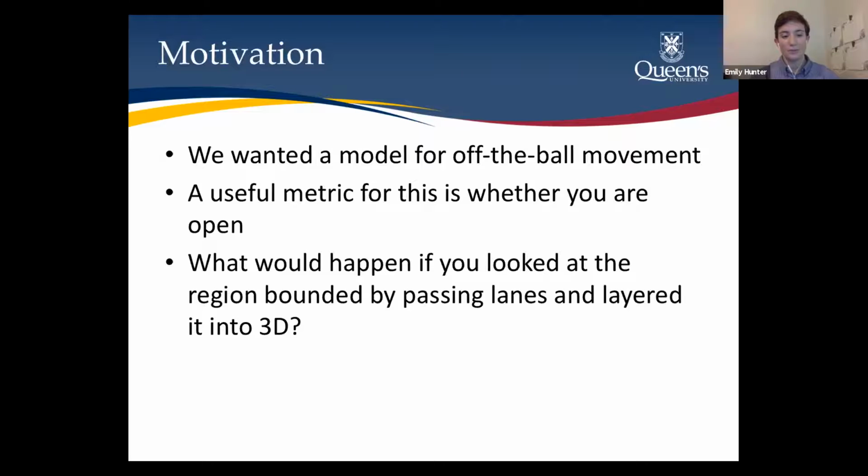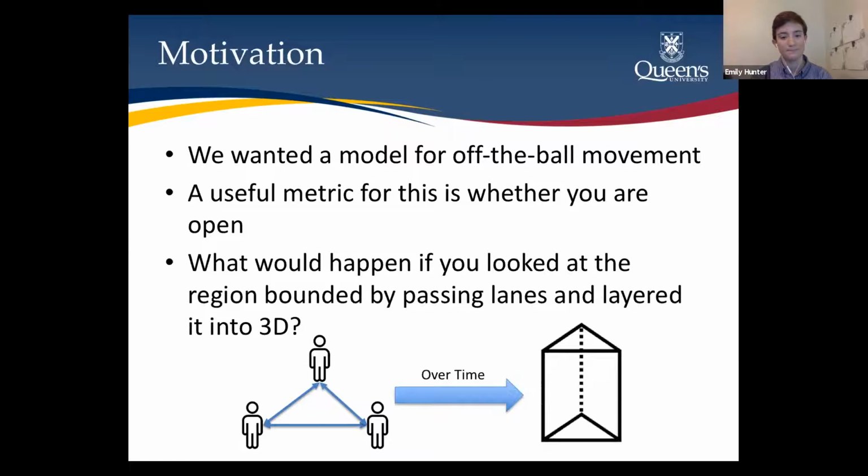So what we did was we defined these ideas called passing lanes, which, as Dan described, is the line between 2 players where a pass could occur. And if you look at the region bounded by these passing lanes, that can give us a closed shape, and then we can put that into 3D. So for example, if we have 3 players here, and they can each pass to each other, that gives us a triangle. And then if we extrapolate that over time, then you might get something like a prism.